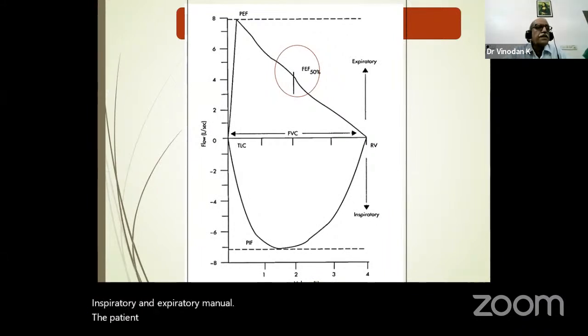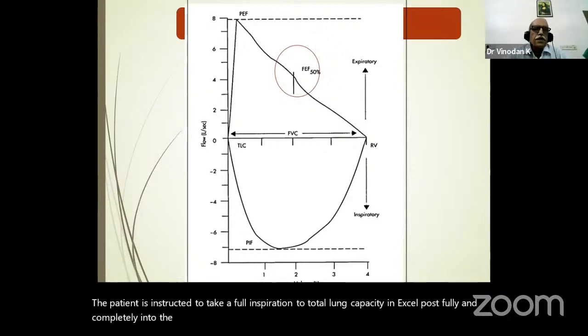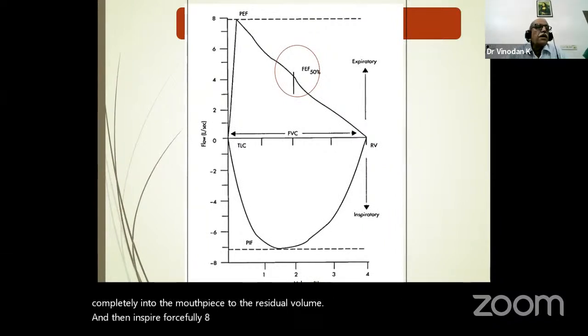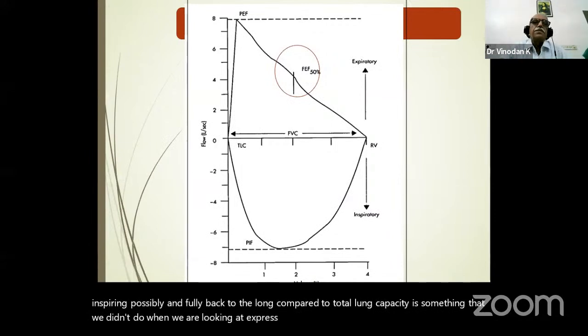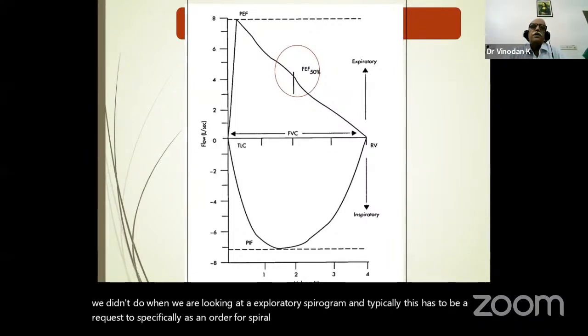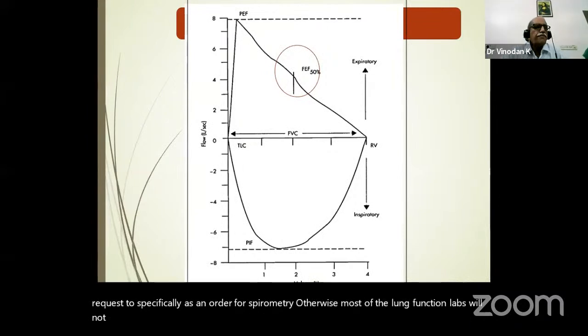The patient is instructed to take a full inspiration to total lung capacity, then exhale forcefully and completely into the mouthpiece to the residual volume, and then inspire forcefully and fully back to the total lung capacity. This last part, inspiring forcefully and fully back to the total lung capacity, is something that we didn't do when we were looking at an expiratory spirogram. Typically, this has to be requested specifically as an order for spirometry. Otherwise, most of the lung function labs will not do this.